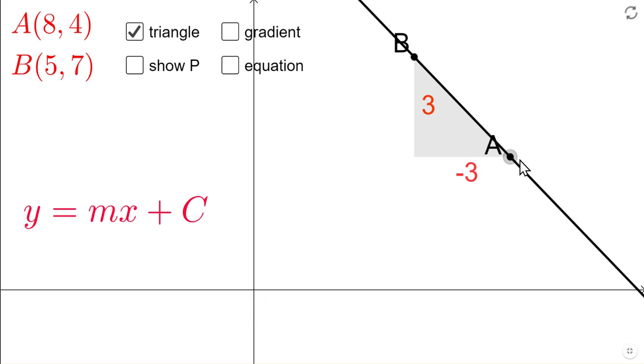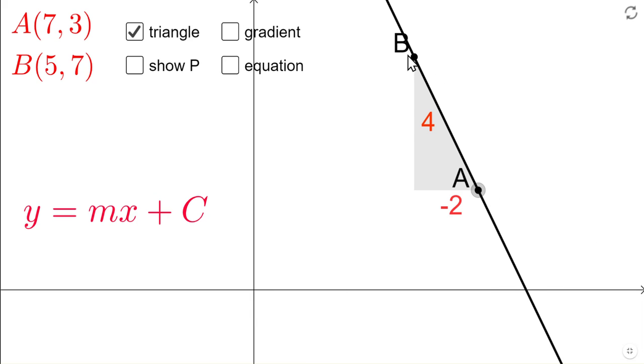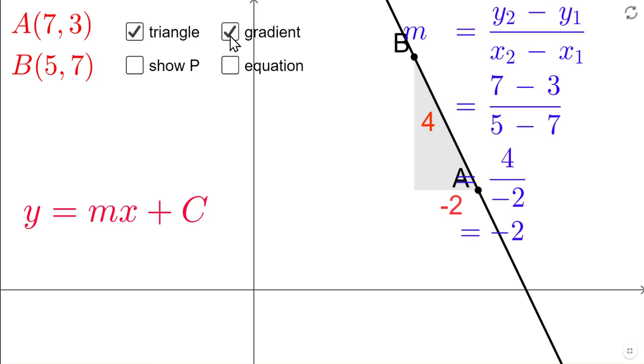Okay, let's pop A over to the right. So as I look at this, you see that this is to the right. 7 take away 5, I am subtracting down. 7 take away 5 is 2. 3 take away 7 is minus 4. So we're going to have a gradient of minus 4 over 2, which would be minus 2.